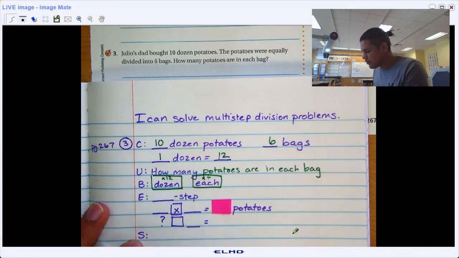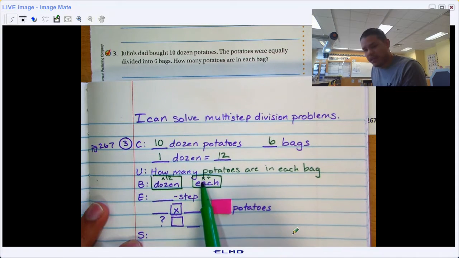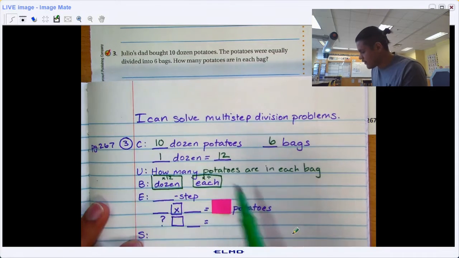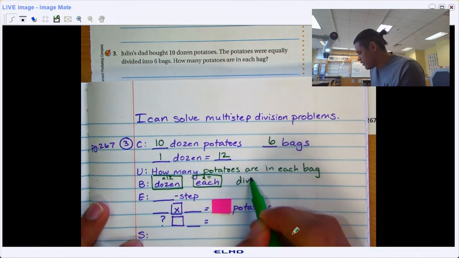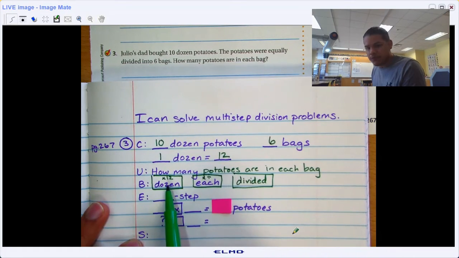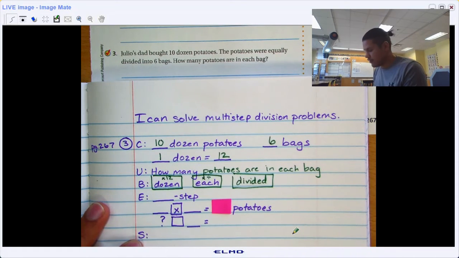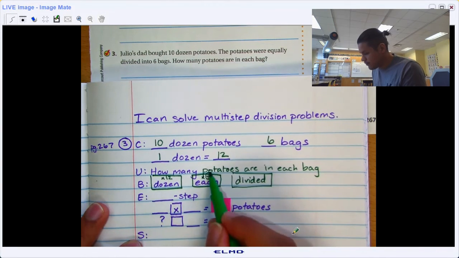Now, how do I know what to do? Which operation between multiplication and division? Well, there's another word in there, divided. Okay, so I know that the first step is going to have to do with multiplication, multiplying by 12 for a dozen. And then I am going to need to divide, okay?